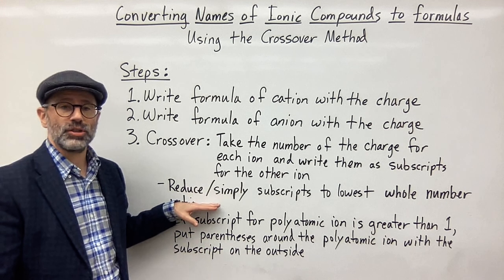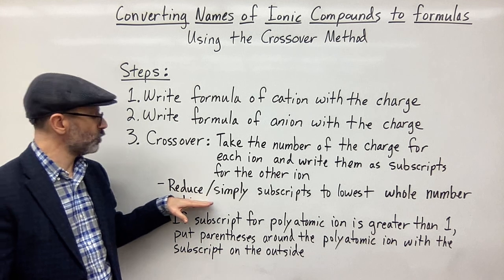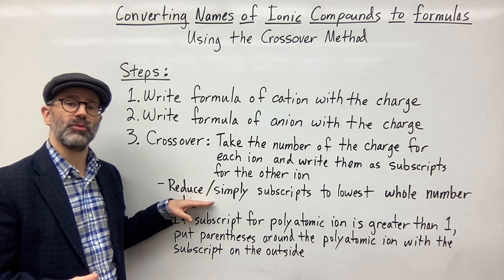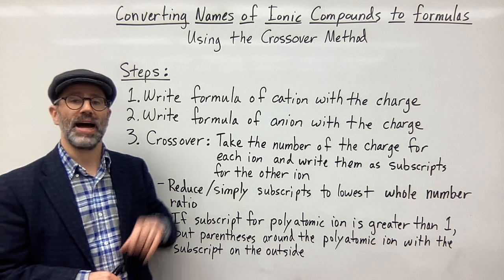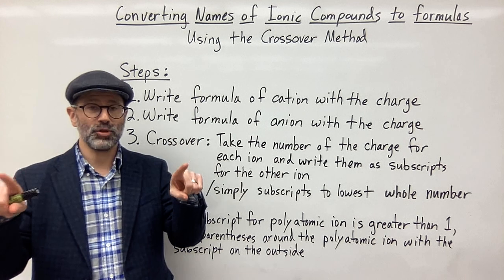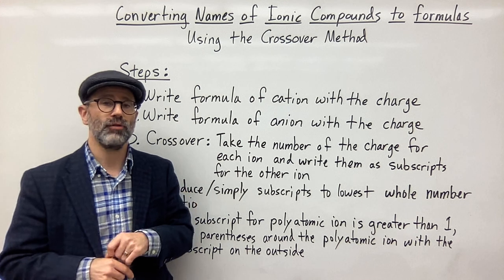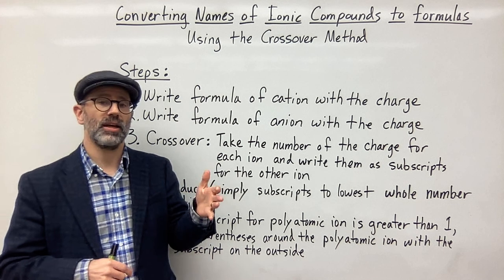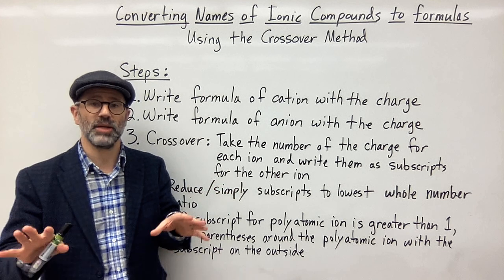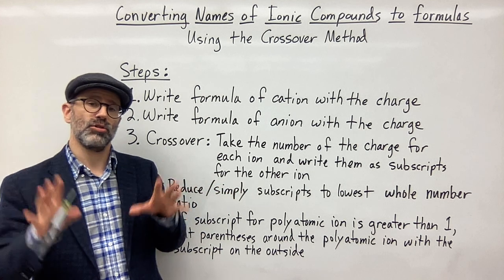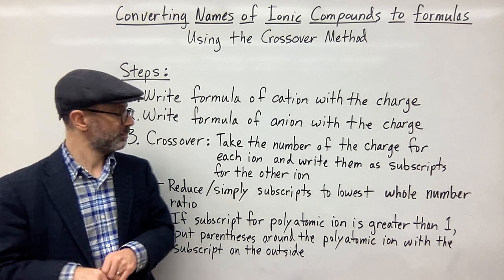After you do the crisscross or the crossover method, you want to reduce or simplify the subscripts to get the lowest whole number ratio. So if you've got 2 and 4 as subscripts, that can be simplified to 1 and 2. If you've got 3 and 5, well, that's not going to be reducible. You just keep it that way. So if you can reduce it to a simpler whole number ratio, then do that.